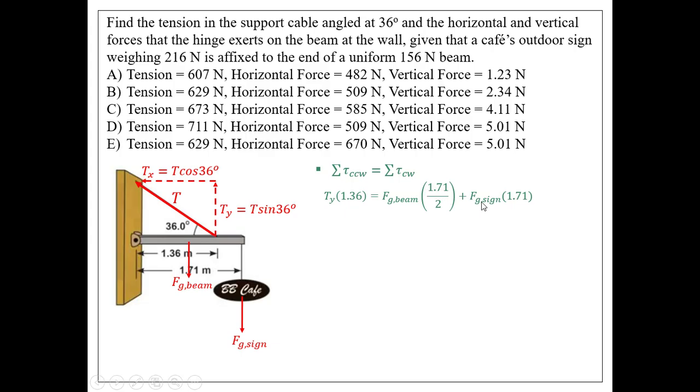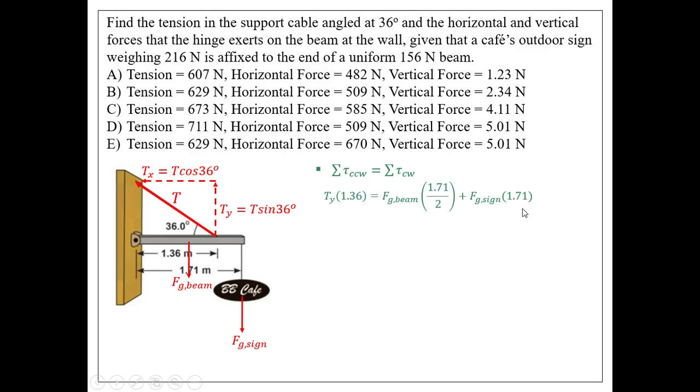Other than that, you're going to add the weight of the sign, because the weight of the sign will cause this beam to rotate also in the clockwise direction. Well, how far is the sign away from the axis of rotation? It's actually the whole length. So all you have to do is really try to be consistent with the diagram. From the hinge here all the way to the edge where the sign is hung, that is a distance of 1.71.